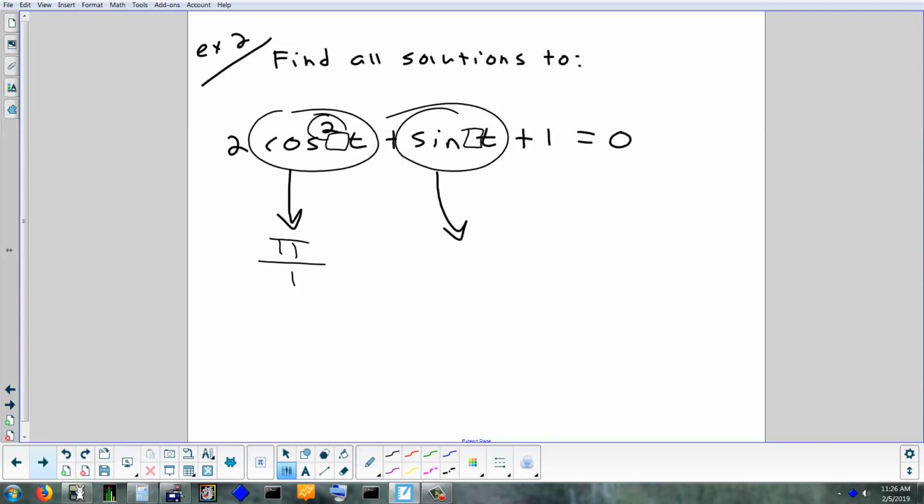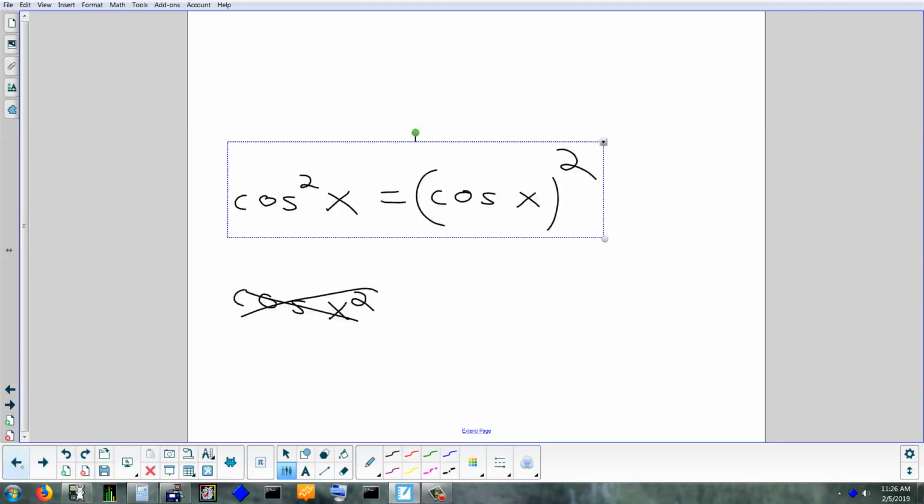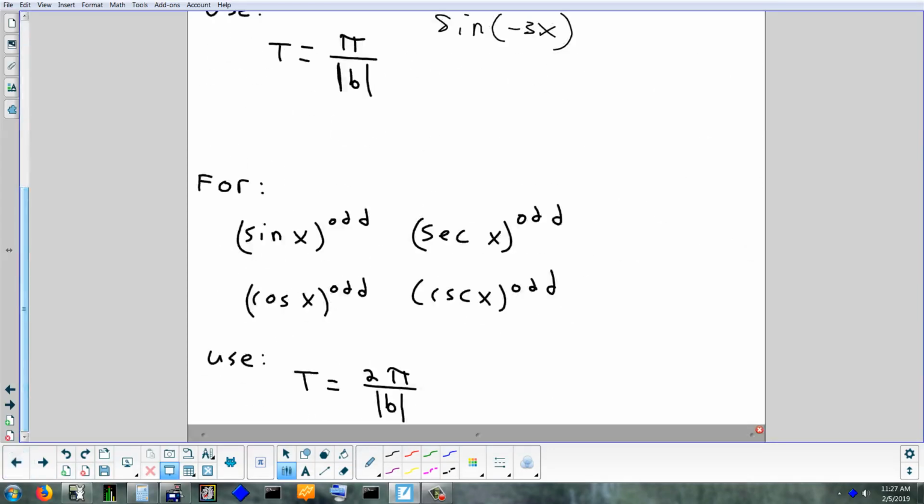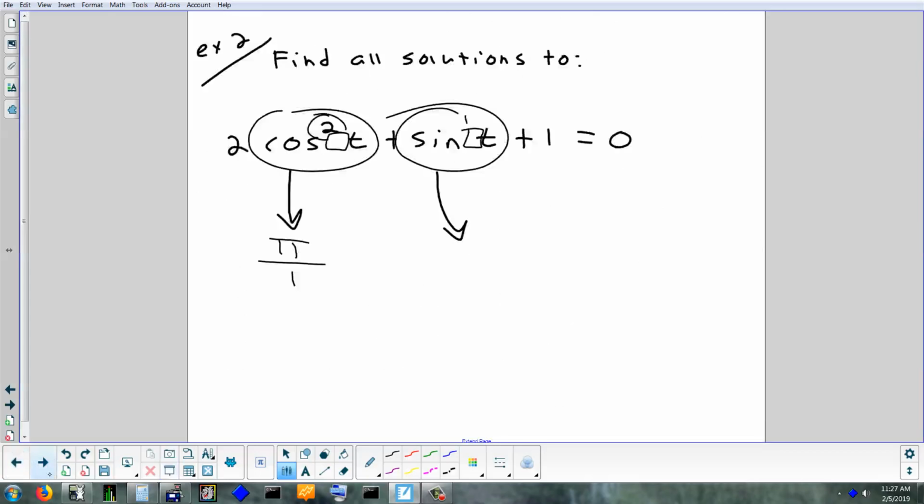Now, how about the second one? Sine t. There's no exponent. So how do I know if it's even or odd? It's odd. Why? It's always to the 1. Yeah, if you don't see an exponent, it's always to the 1. Sine to an odd, let's take a look. It's down here. Sine to an odd, 2 pi over b. Jaden already told us b is 1 in both cases, so this is 2 pi.